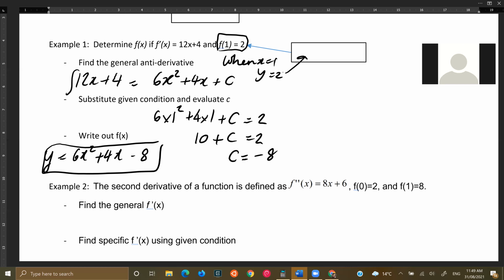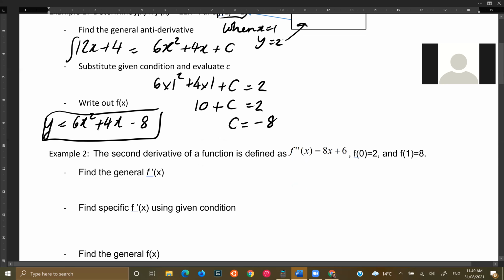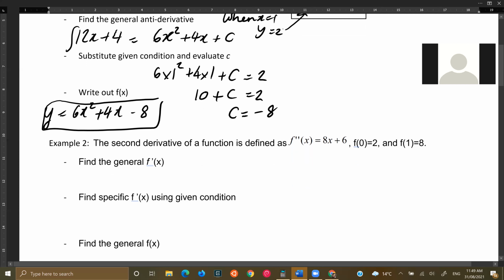Now sometimes you might have something like a second derivative, like in this question, where they've given you the second derivative.